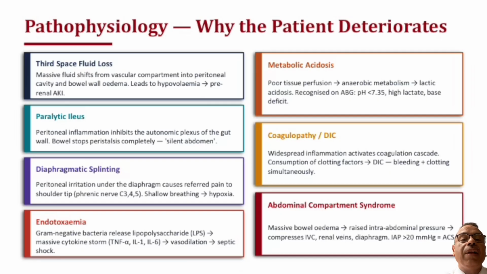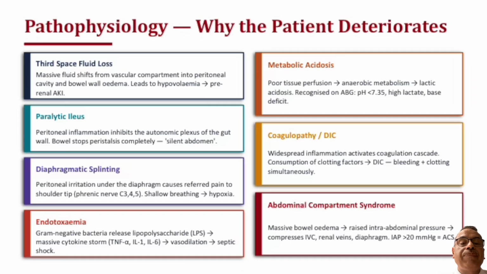Diaphragmatic splinting. Peritoneal irritation which occurs under the diaphragm causes referred pain to the shoulder tip mediated via the phrenic nerve. The root value is C3, 4 and 5. This would lead to shallow breathing leading to hypoxia, which would further aggravate the ischemic damage which the patient is also tolerating.